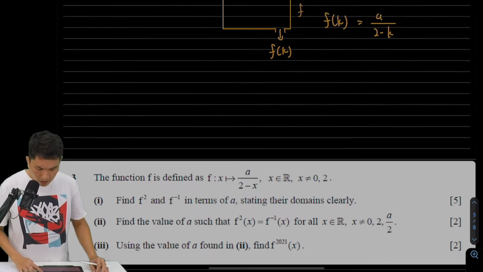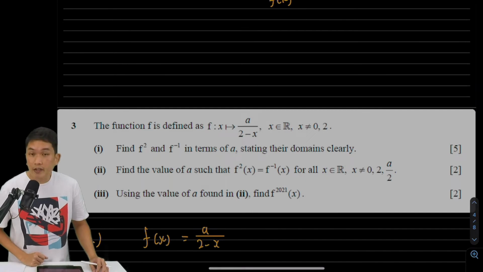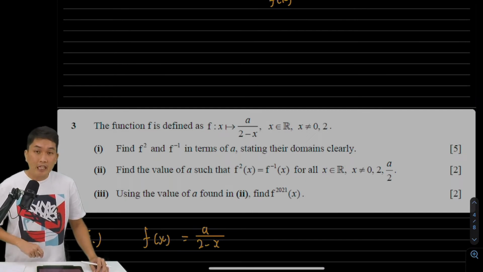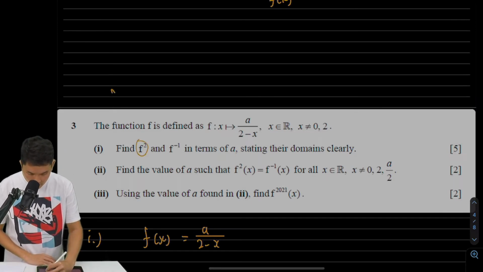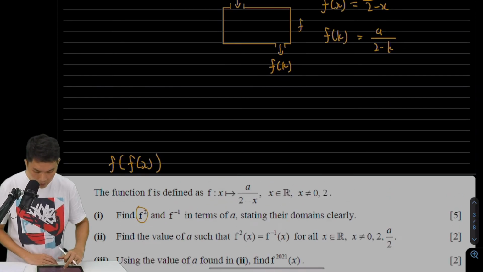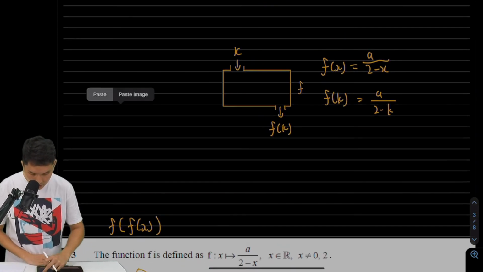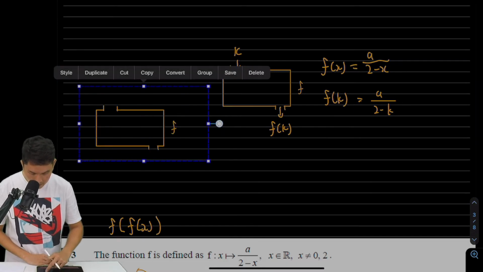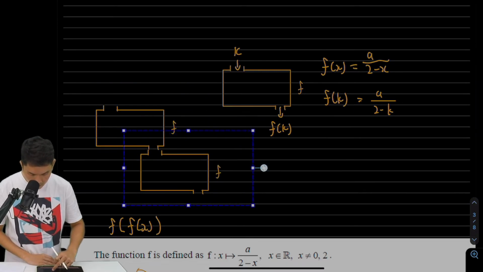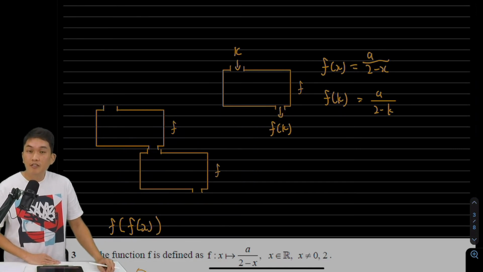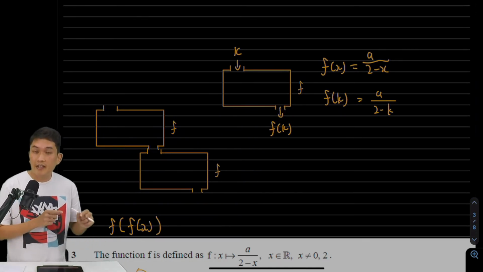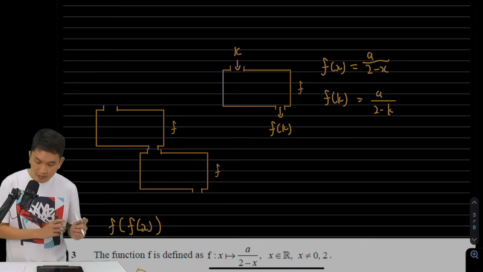Now, let's look at what we're supposed to do, and that is in part 1, find out what f squared is. Now, f squared actually is f of f of x. Conceptually, what's happening is you are taking one machine f, and then you put a second machine f at the output of the first machine. So you get f of f of x. That's like f squared, applying f 2 times.